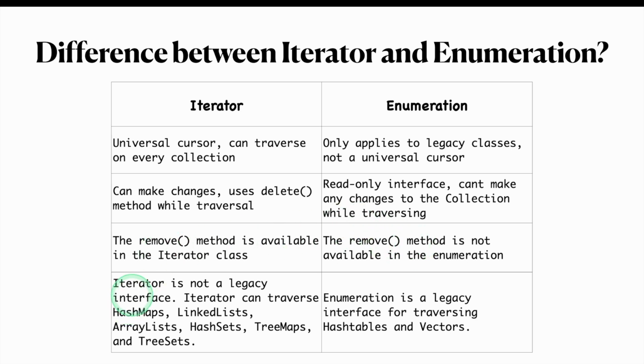And as we have seen, iterator is not a legacy interface. Iterator can traverse HashMap, LinkedList, ArrayList, HashSets, TreeMaps, and TreeSets. Enumeration is a legacy interface for traversing only Hashtables and Vectors.